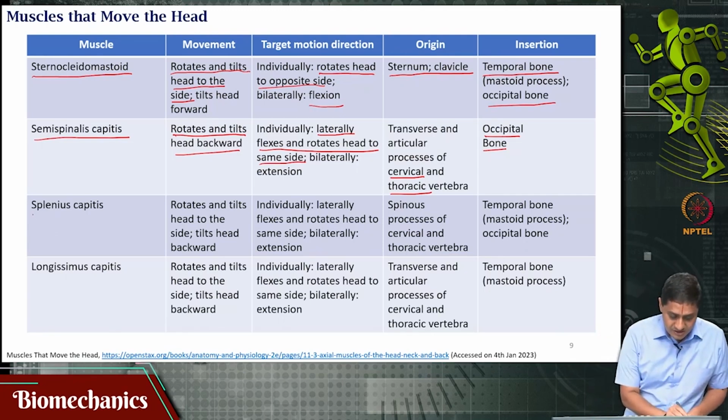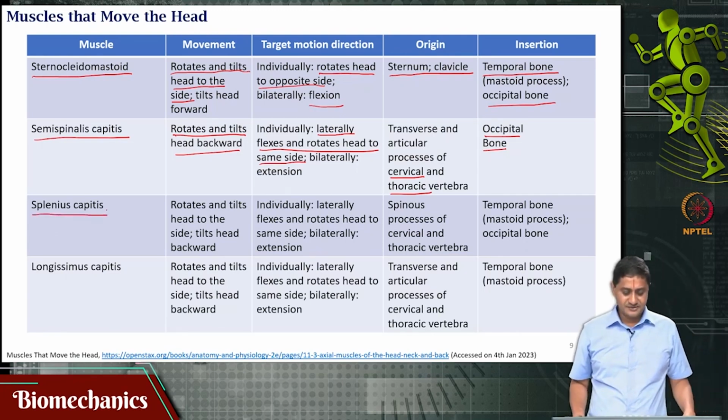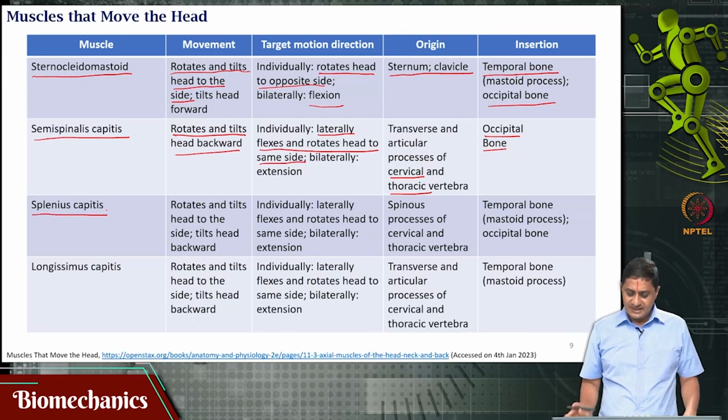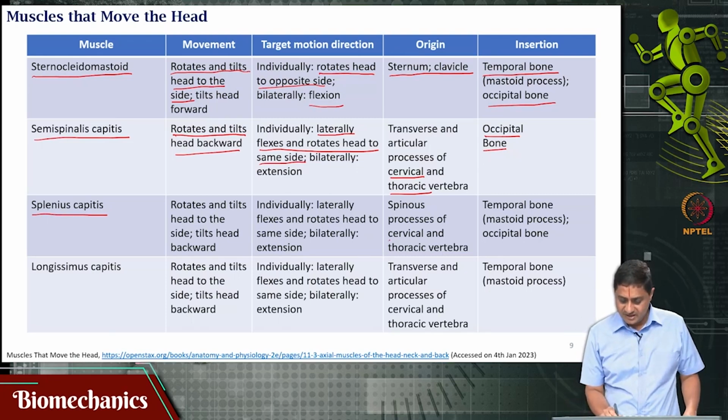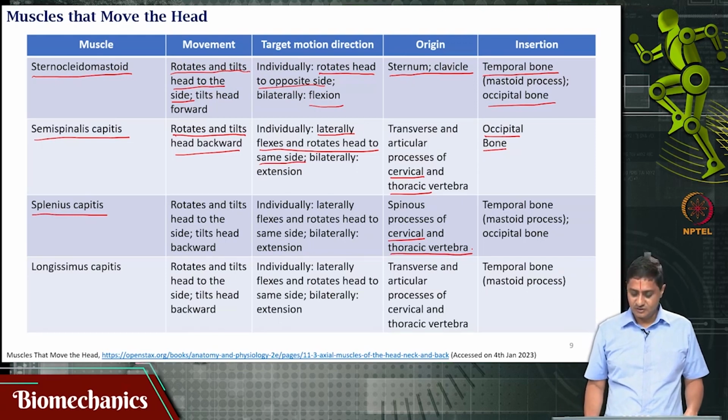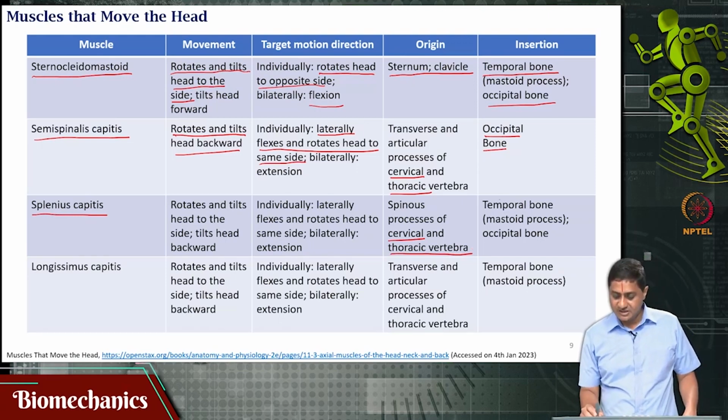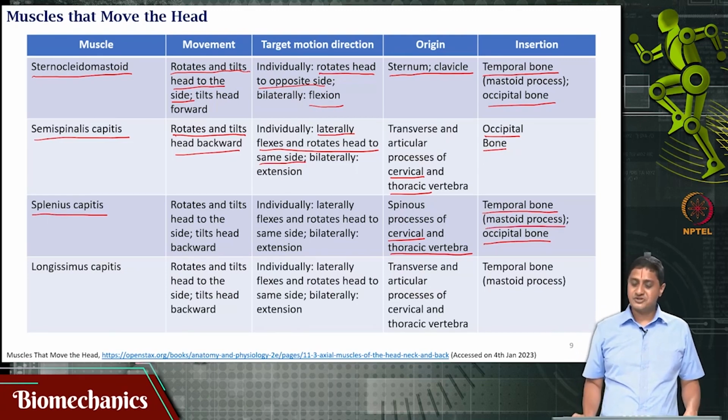Then splenius capitis. This again starts at the level of cervical and thoracic vertebra. The origin is at the level of cervical and thoracic vertebra, and the attachment or insertion is at the level of the temporal bone and occipital bone. Right. Temporal bone means mastoid process.